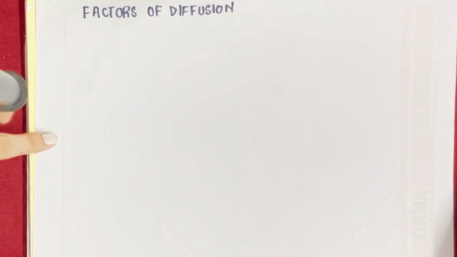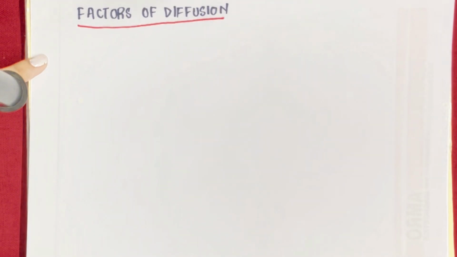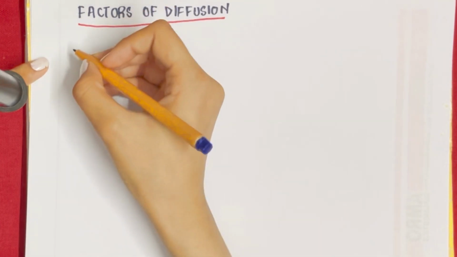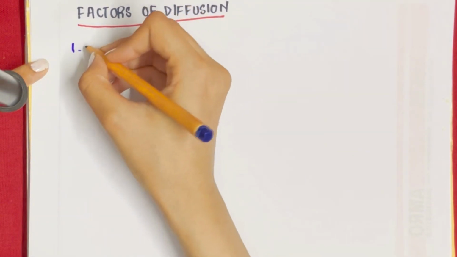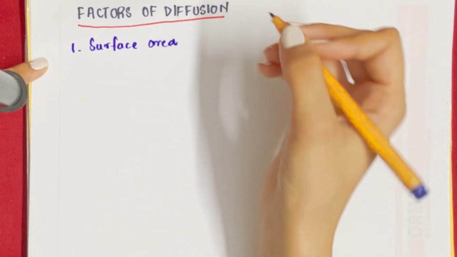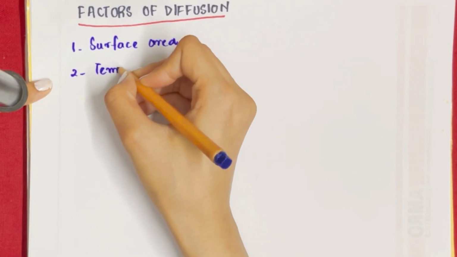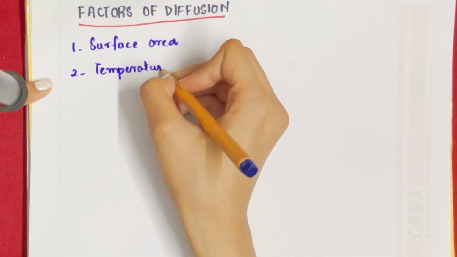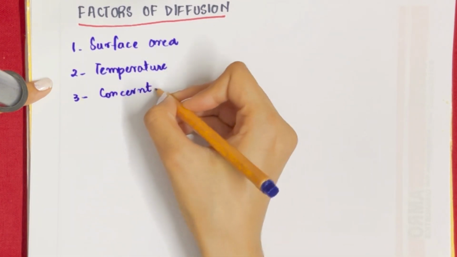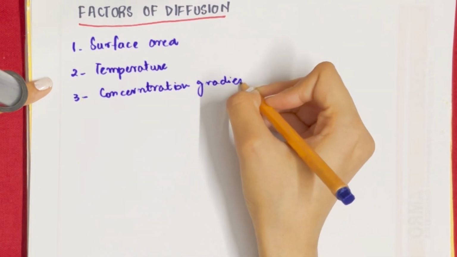Let's discuss the factors of diffusion in detail. Since we have discussed diffusion itself earlier, let's discuss the factors. There are approximately 4 major factors of diffusion. Number one factor is the surface area. How is the surface area related to the diffusion? Then we have the temperature. Temperature also plays a very important role when it comes to diffusion. Then we have the concentration gradient. And the fourth is the distance.